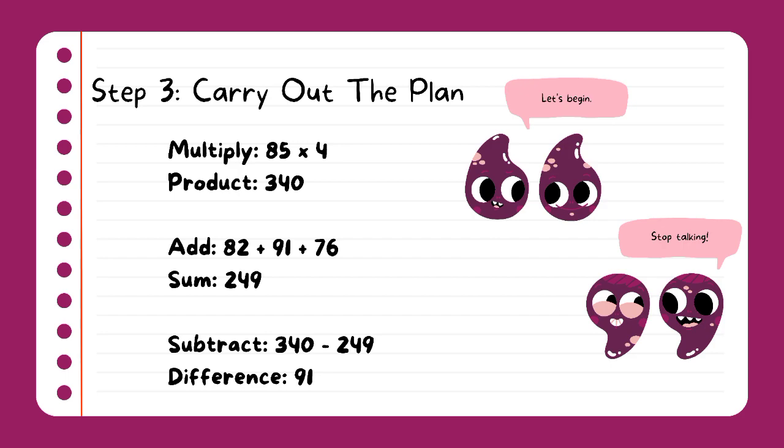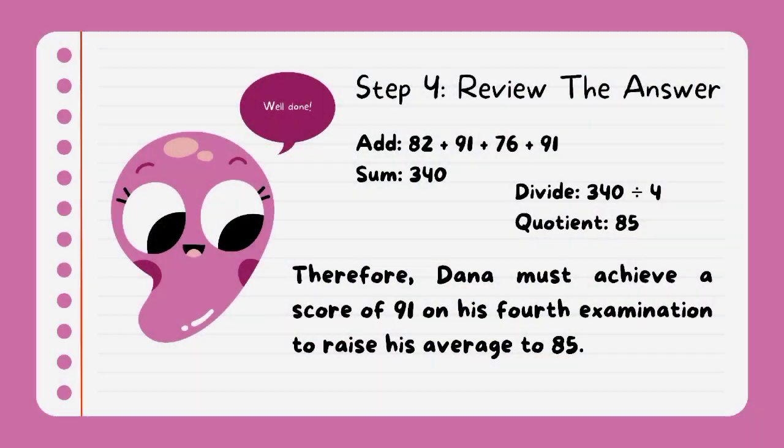For the final step, we are now going to review if the answer is correct by simply adding the first 3 scores Dana achieved, which are 82, 91, and 76. And now, we will include the difference which we got from step number 3, which is 91. If we add them all together, the answer will be 340. And if we divide 340 by the number of total examinations, the average will be 85. And with that, 91, which we got from the 3rd step, is correct. Therefore, Dana must achieve 91 in his fourth examination to raise his average to 85.